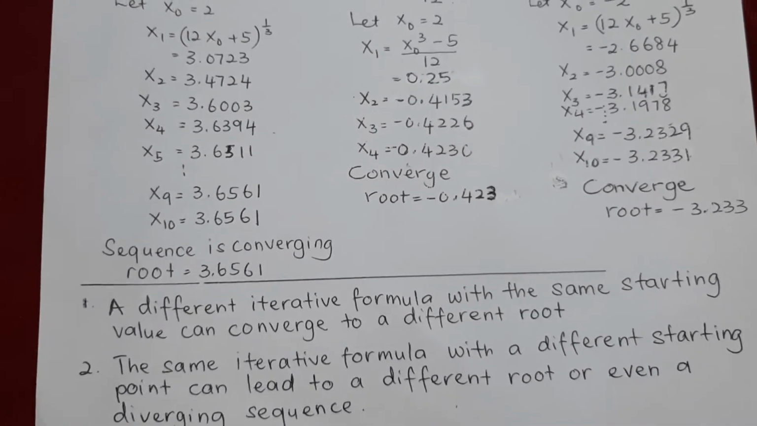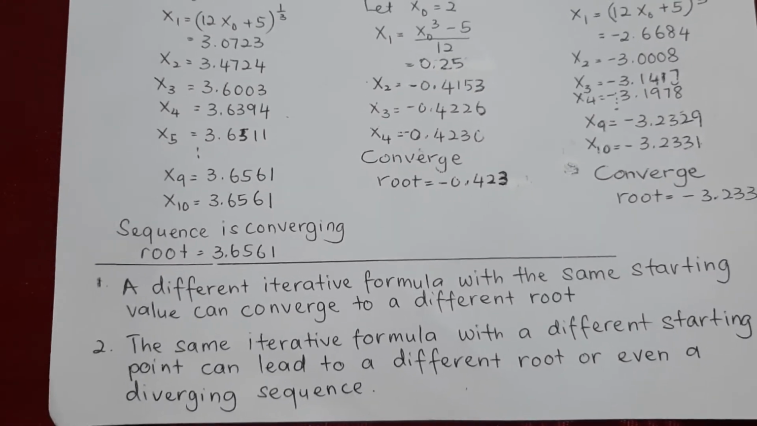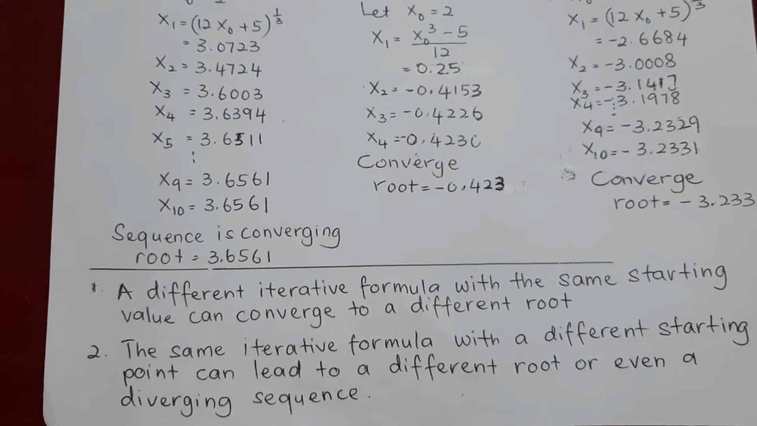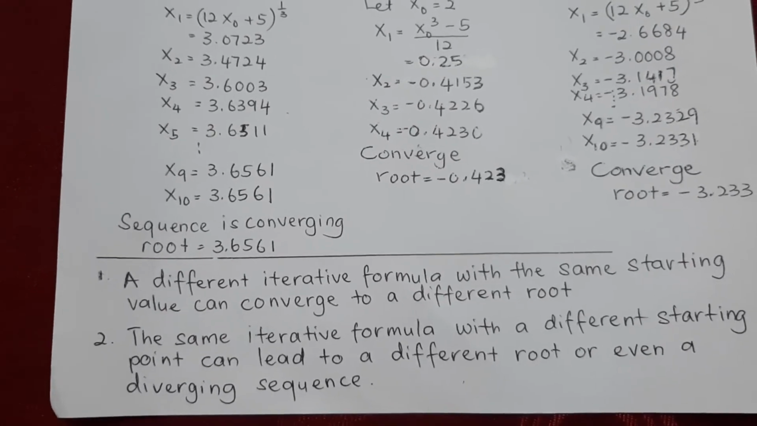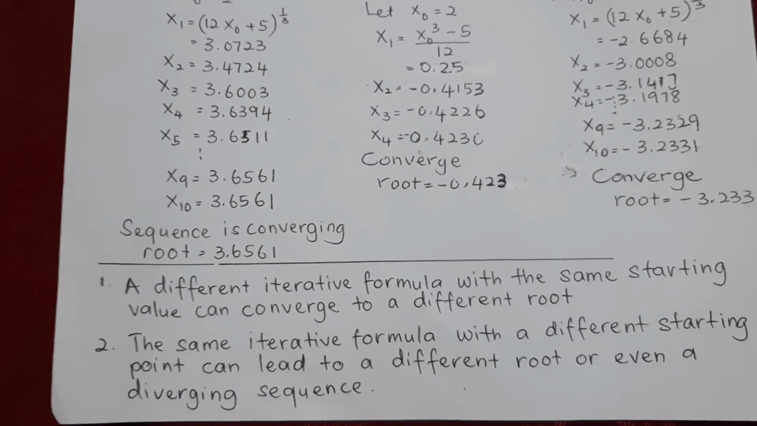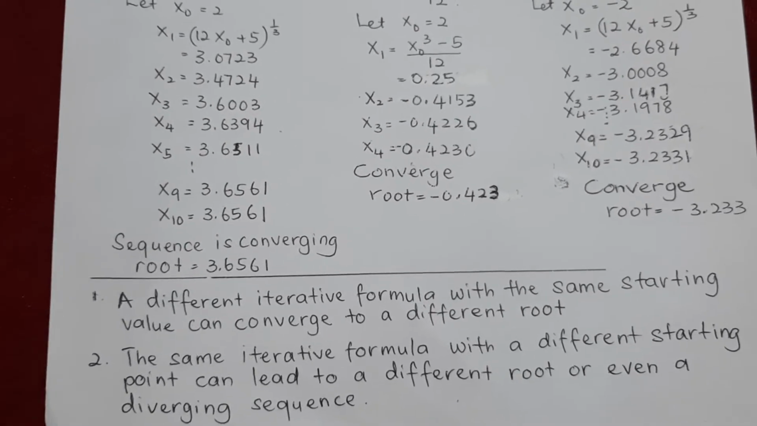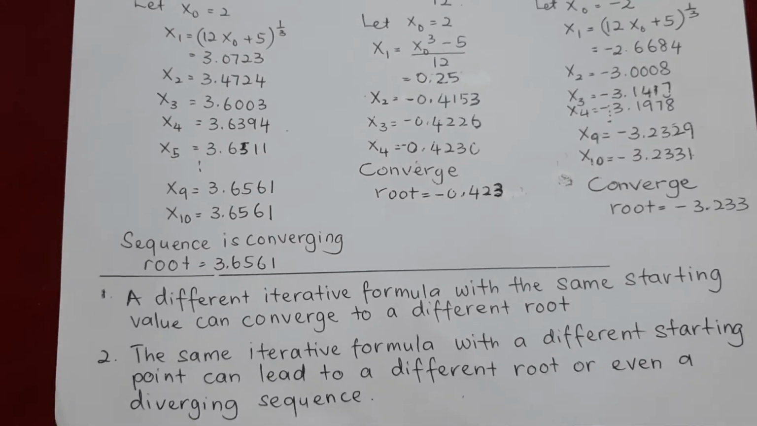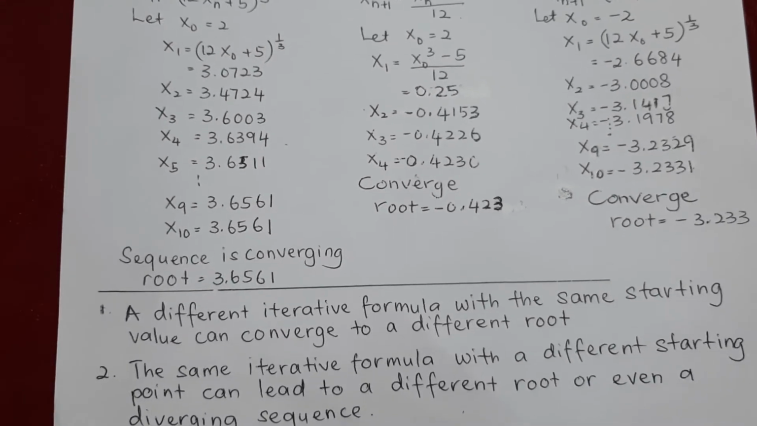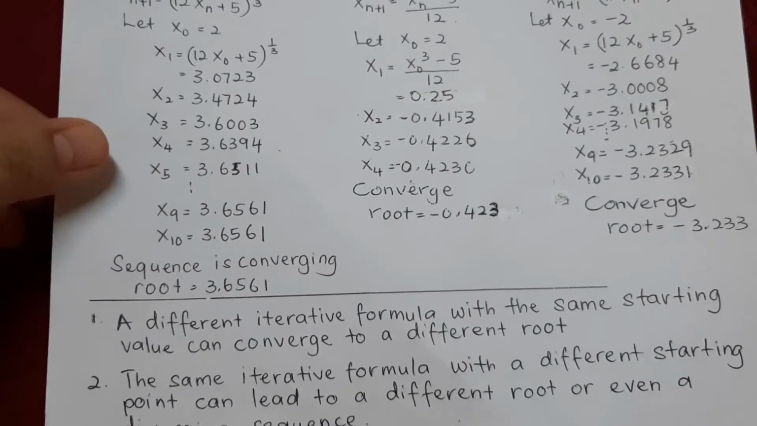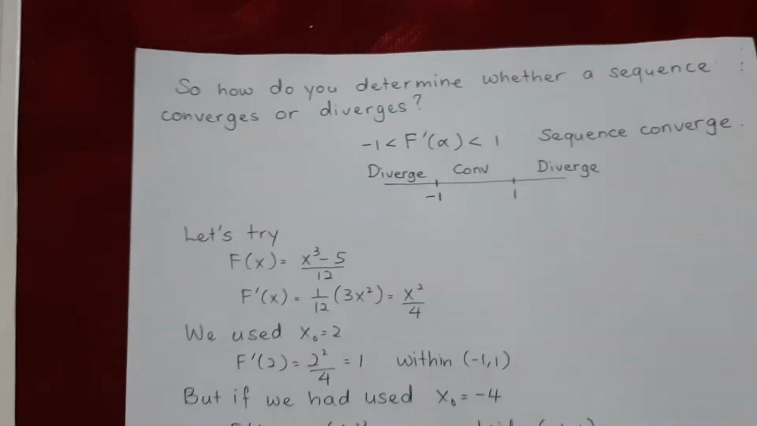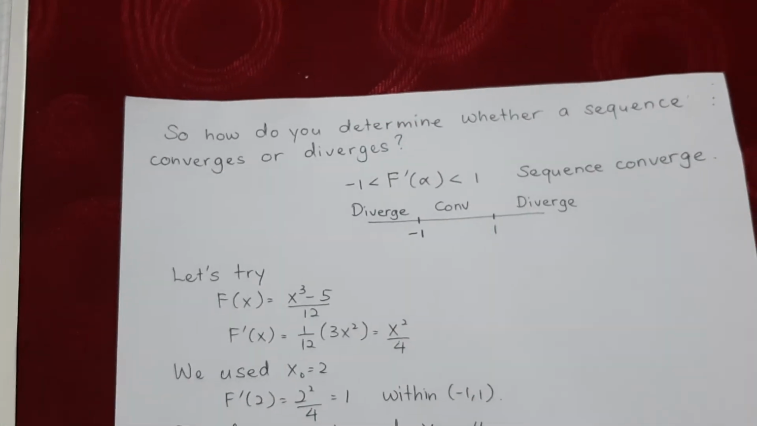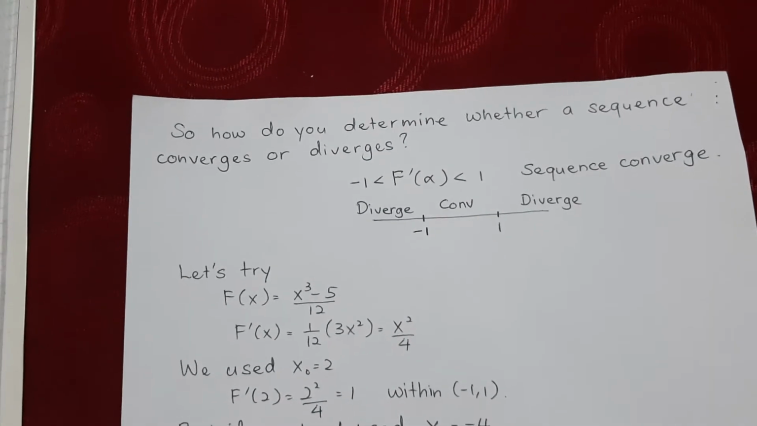So in order to avoid wasting time doing iteration, as you can see, doing iteration is not that easy. You have to keep punching your calculator. So instead of just simply doing iteration that may diverge, let's see if we can find the condition for iteration that can converge. How do you determine whether a sequence converges or diverges?